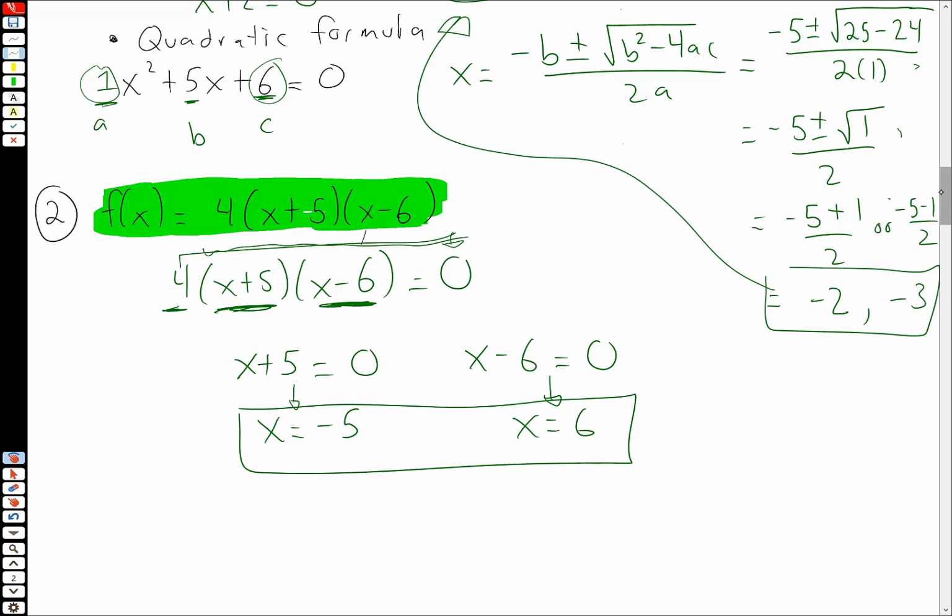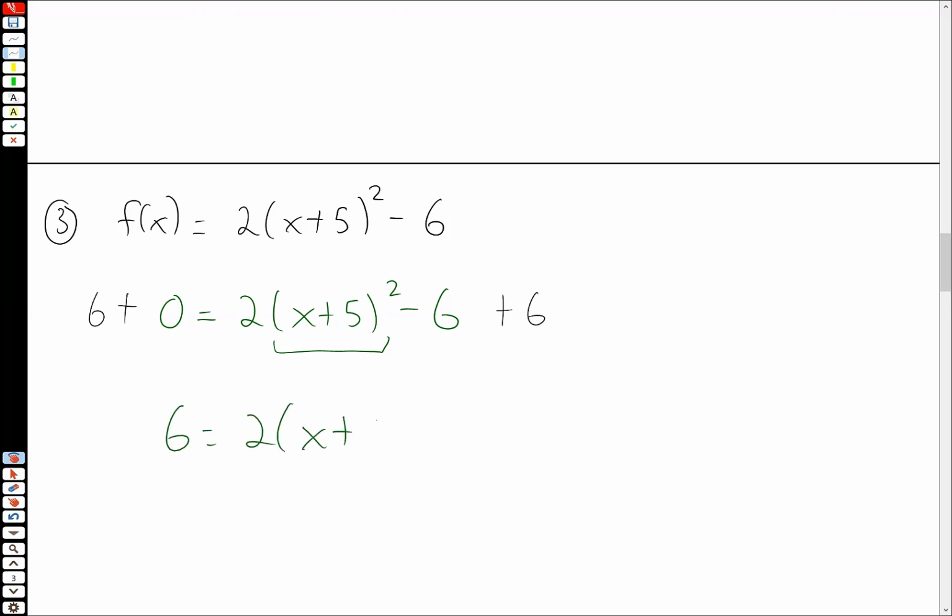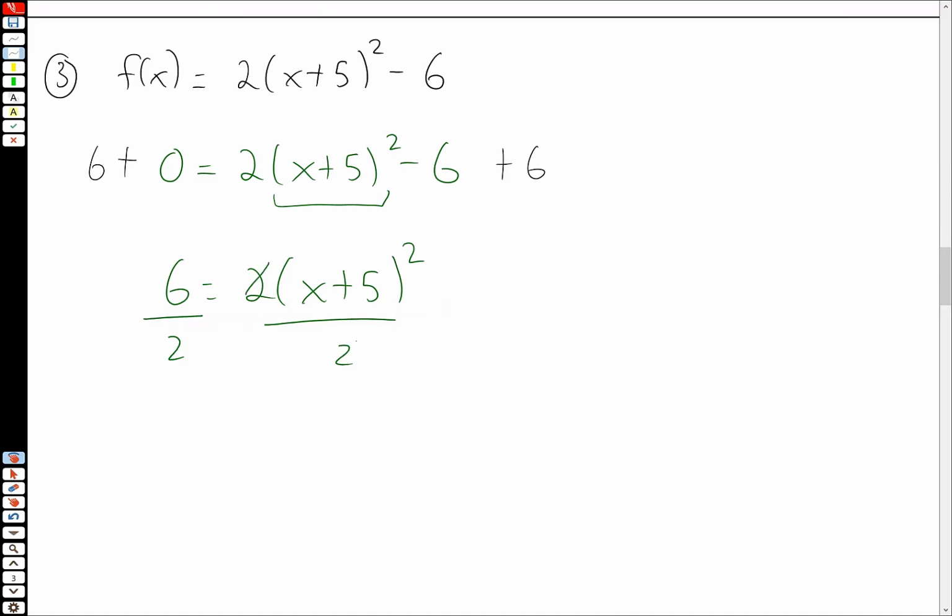Lastly, what if your equation is in vertex form? Okay. So we start by, again, setting our equation equal to 0 if we're trying to find the zeros. And the way we solve for the zeros in this case is we're going to use something called the root method or the square root method. Okay, so what we're going to do is we're going to isolate the x plus 5 squared here. So I'm going to add 6 to both sides. Okay, so we get 6 is equal to 2 times x plus 5 squared. Divide both sides by 2. So we get 3 is equal to x plus 5 squared.